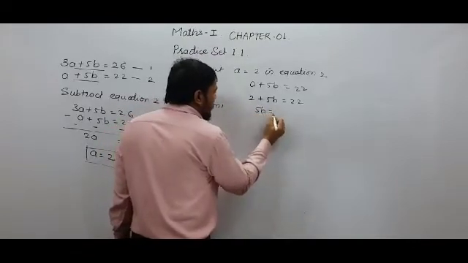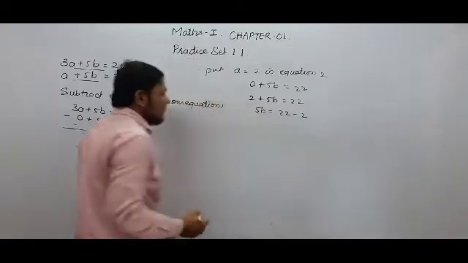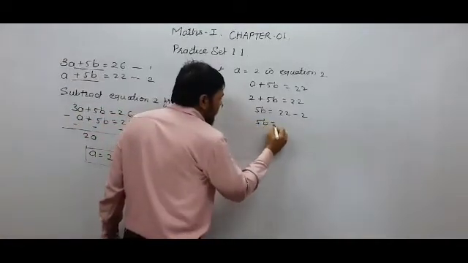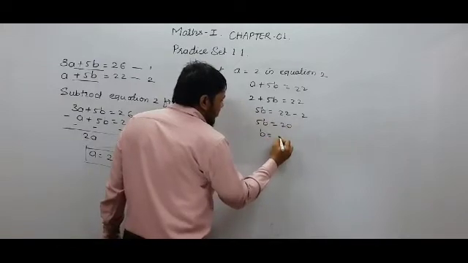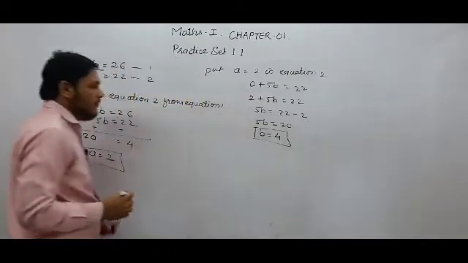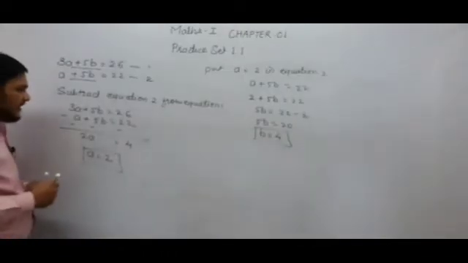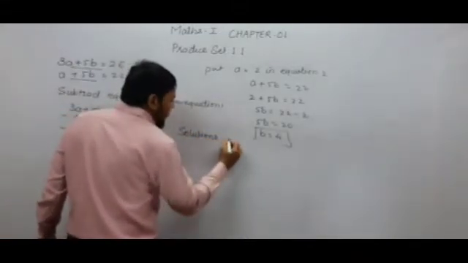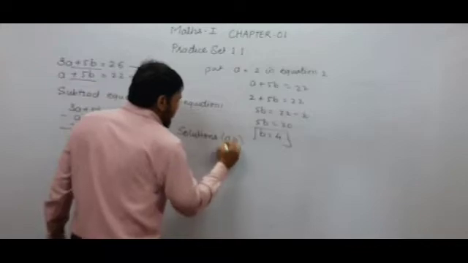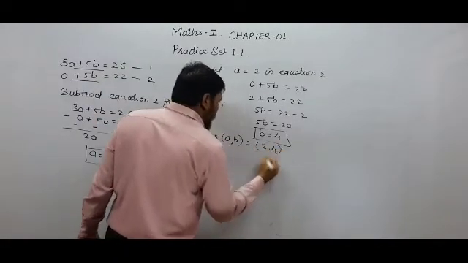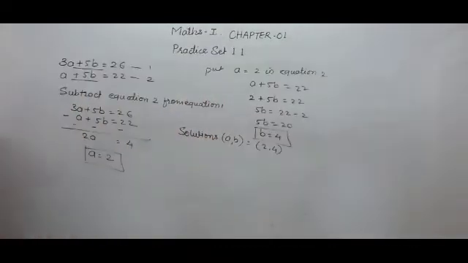So it will become 5b equal to 22 minus 2. So 5b will be equal to 20 and b will be equal to 20 upon 5, that will be 4. So the value of b will be equal to 4. So student, we have solved this equation very easily, and the solutions are a comma b, that is, we can write it in the ordered pair, and it will be equal to 2 comma 4. So these are the solutions, student.